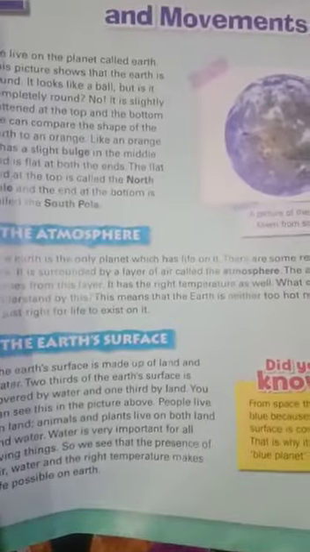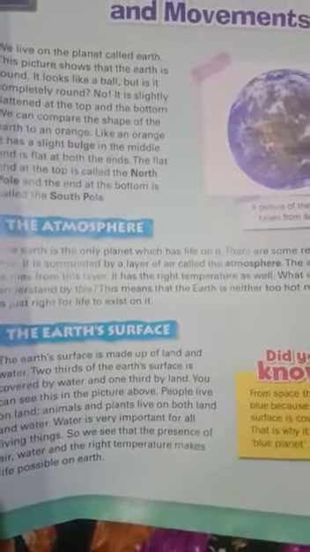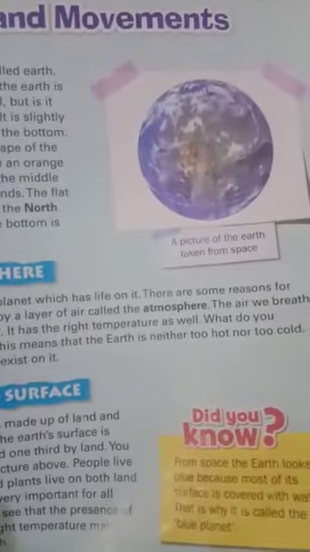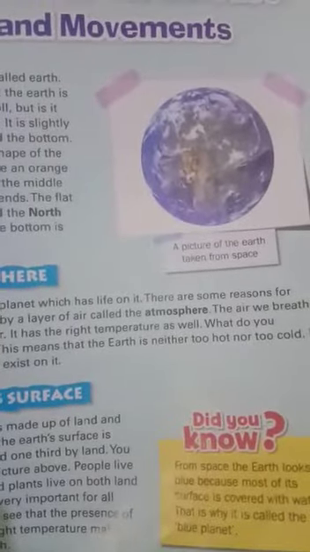Now let's start with the next topic, that is atmosphere. As the Earth is the only planet that has life, there are some reasons for this. Earth is surrounded by a layer of air that is called atmosphere, and the air we breathe comes from this layer. It has the right temperature.